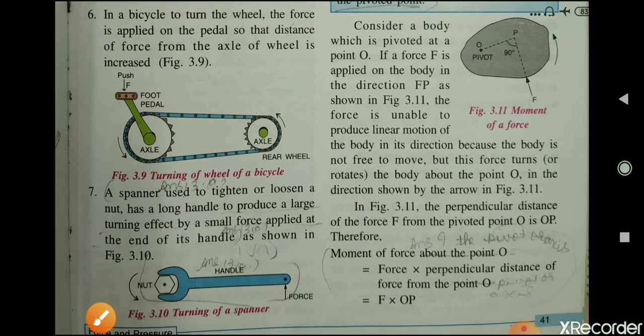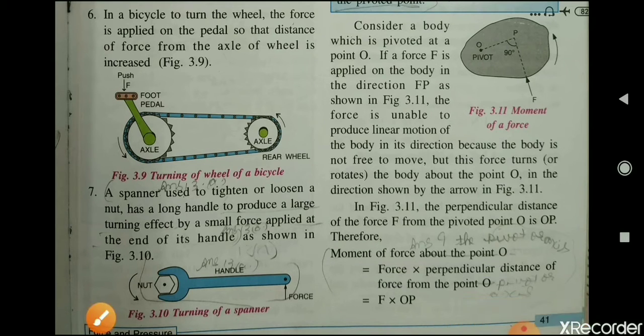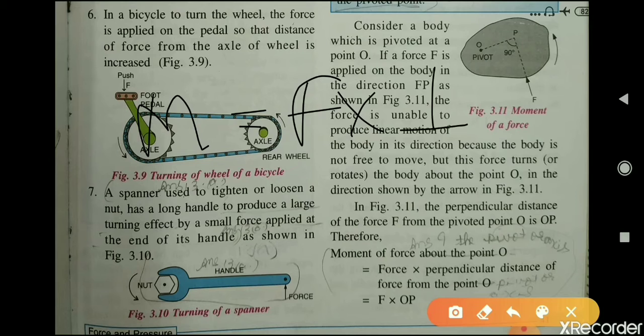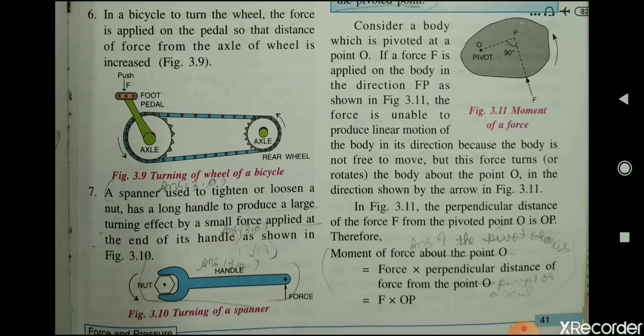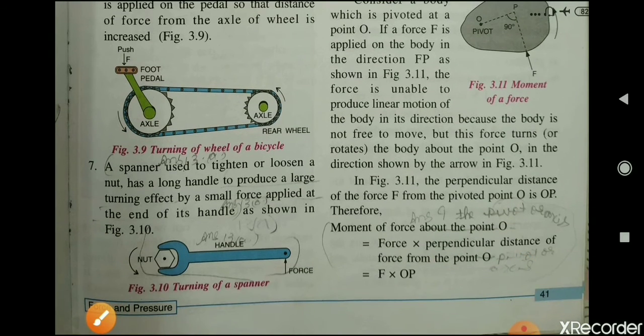Therefore, the moment of force about the point O is equal to force into the perpendicular distance of the force from the point O, which is the pivoted point. So the formula of moment of force is equal to force into the perpendicular distance of the force from the pivoted point. In this case, the perpendicular distance is OP, so here we have taken OP. Understood?